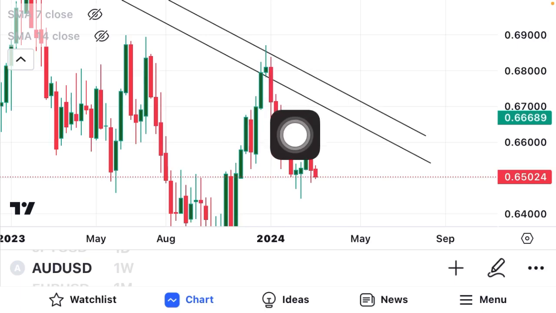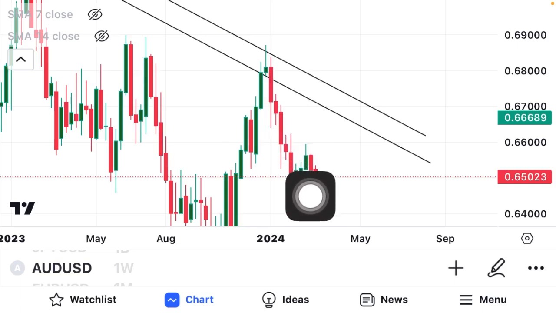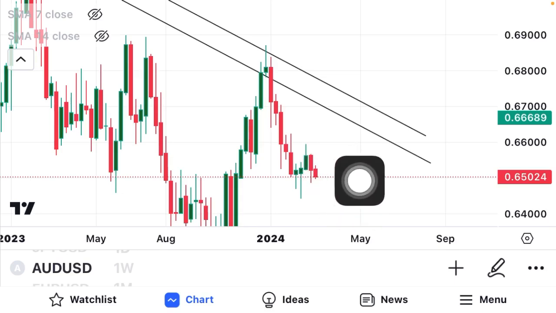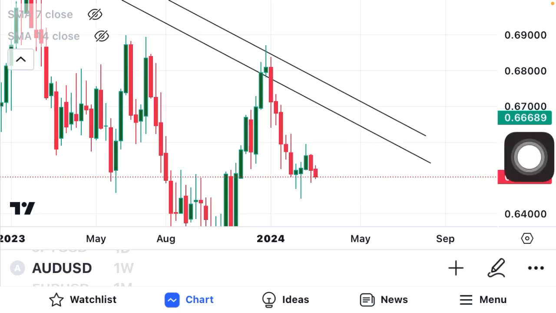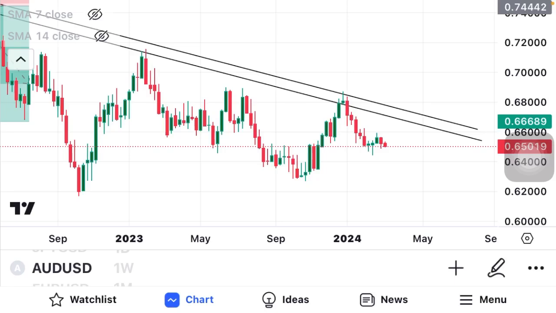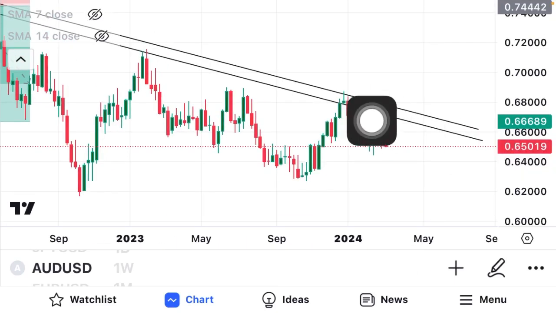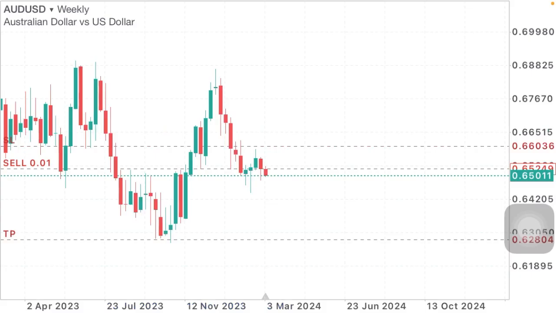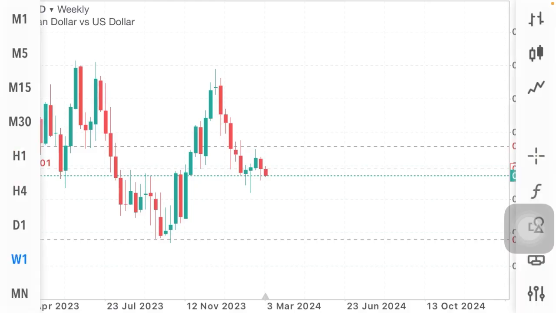The market fell from this zone down to this zone and decided to pull back a little to have some rest. Now it is continuing the movement. So I'm currently on this trade. Let me go to my MT5 and show you that I'm currently on this AUD trade and it's running in profit. This is my MT5.